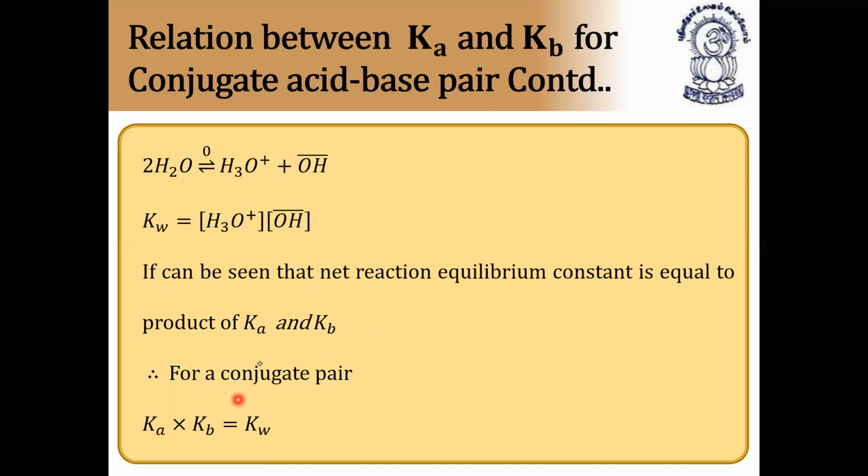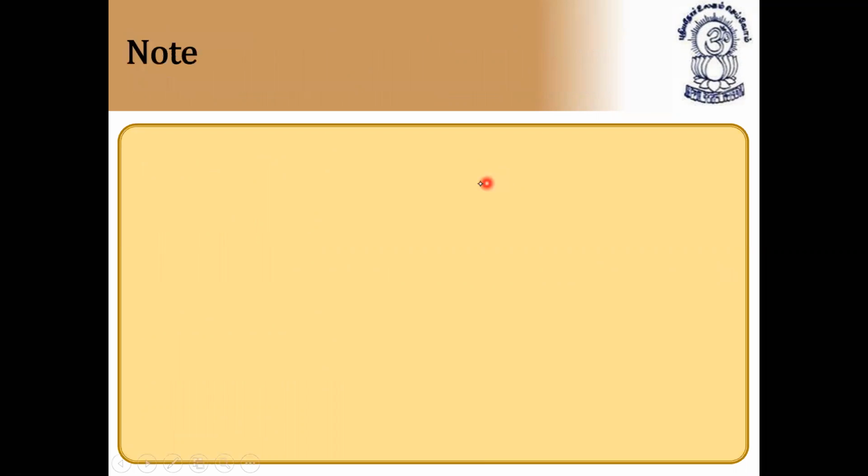This we have already proved in the first case itself. So Ka into Kb is always equal to Kw. That is called the ionic product of water. What is the value of the ionic product of water? It is equal to 1 into 10 to the power of minus 14 at 298 kelvin. As the temperature increases, the value of the ionic product of water also increases.